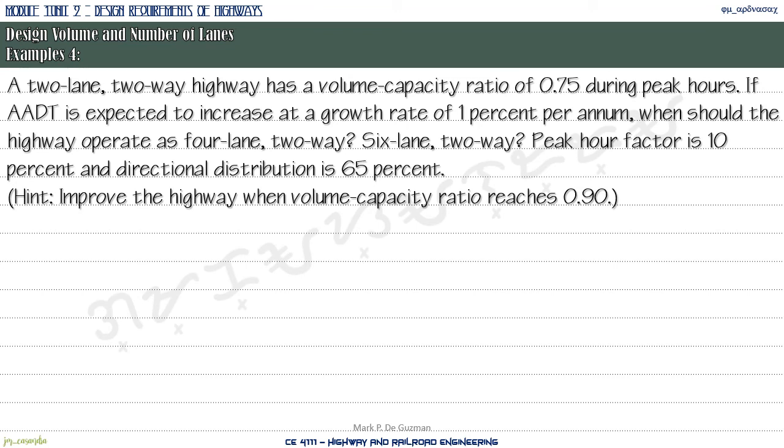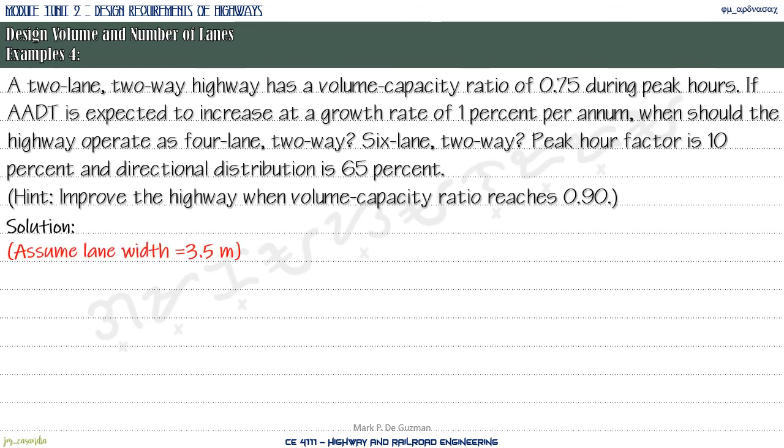So we have another example. A two-lane, two-way highway has a volume capacity ratio of 0.75 during peak hours. If AADT is expected to increase at a growth rate of 1% per annum, when should the highway operate as a four-lane, two-way, or a six-lane, two-way highway? So consider the peak hour factor is 10% and the directional distribution is 65%. So as a hint to solve for this problem, it means that we have to improve the highway when the volume capacity now would reach 0.9.